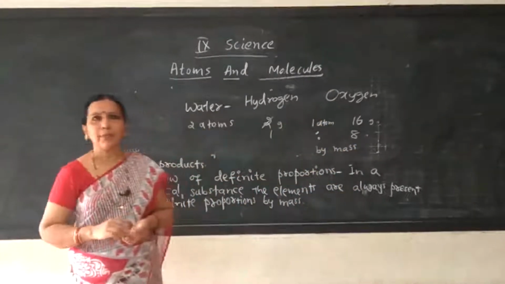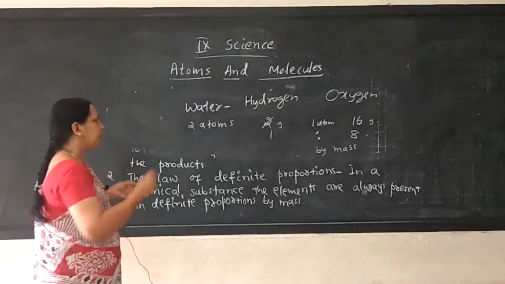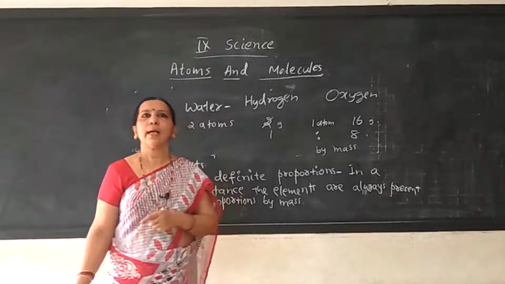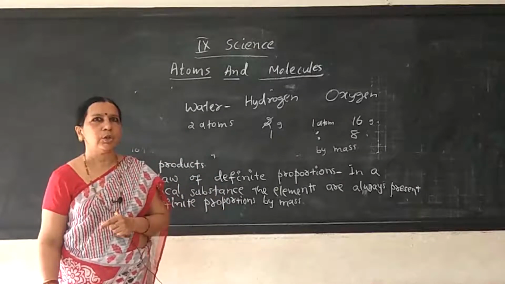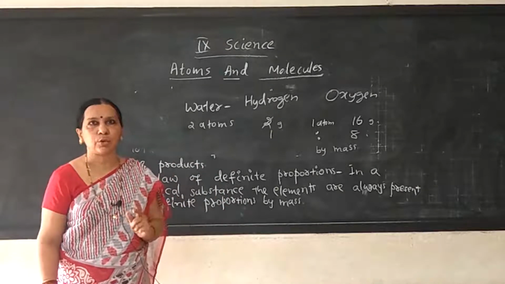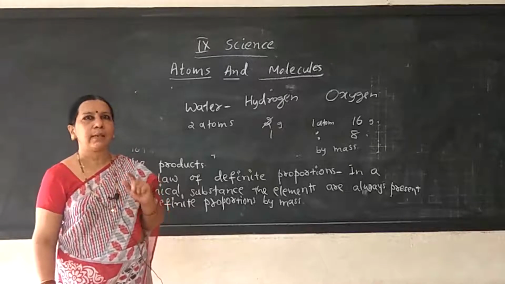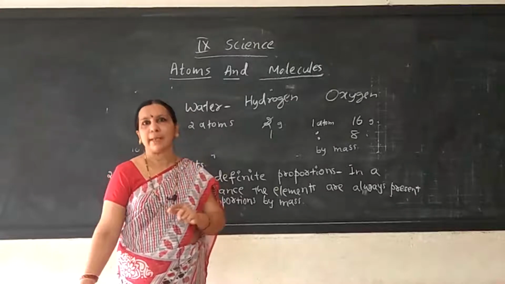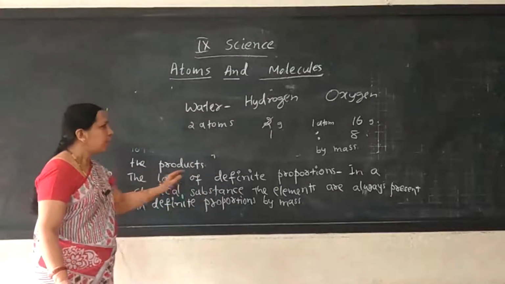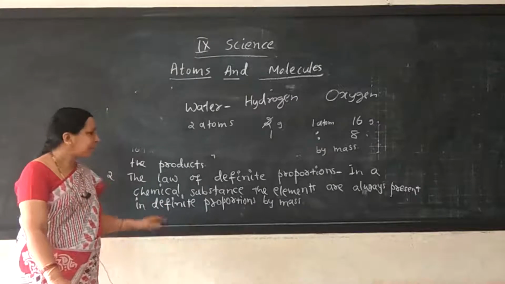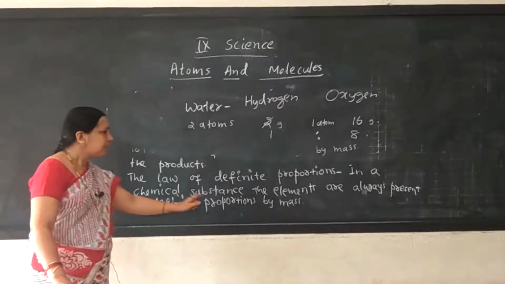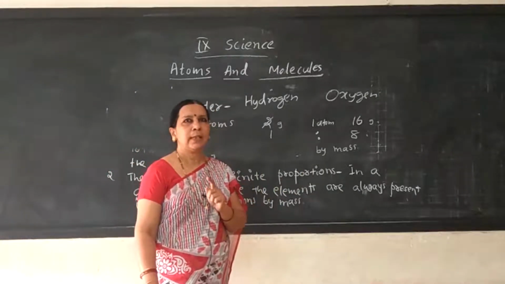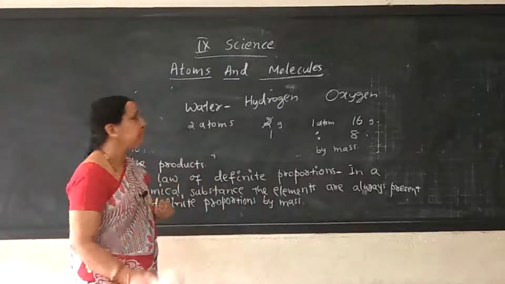The same way, if you consider ammonia, it has 2 elements, nitrogen and hydrogen. Here also, these 2 elements, nitrogen and hydrogen, combine in a ratio 14:3 by mass. So that the law of definite proportions states that in a chemical substance, the elements are always present in definite proportions by mass.